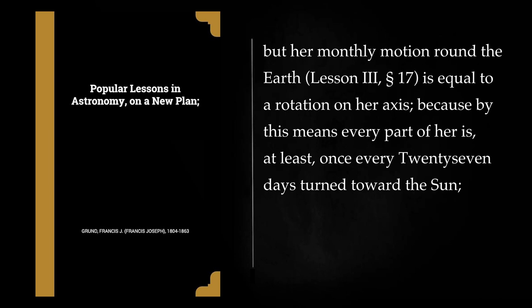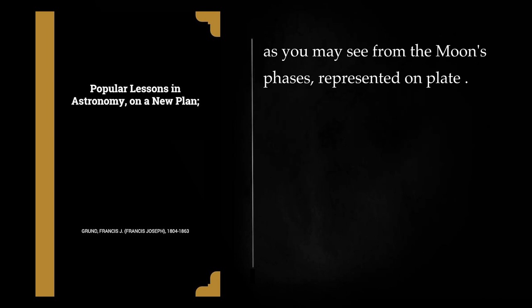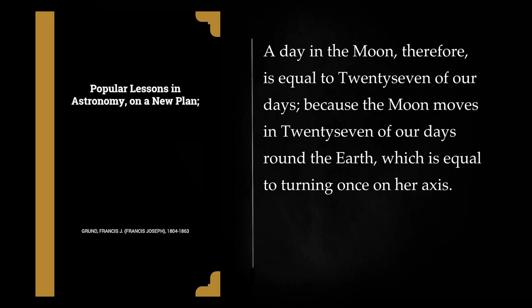But her monthly motion round the Earth, Lesson 3, Section 17, is equal to a rotation on her axis, because by this means every part of her is, at least, once every 27 days turned toward the Sun, as you may see from the moon's phases, represented on the plate. A day in the moon, therefore, is equal to 27 of our days, because the moon moves in 27 of our days round the Earth, which is equal to turning once on her axis.